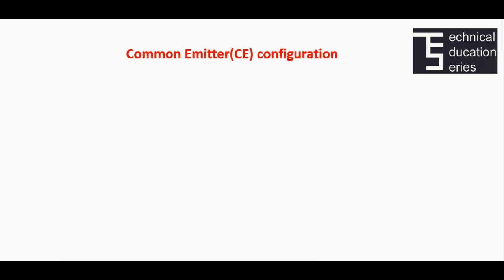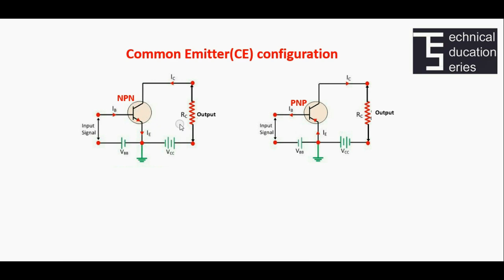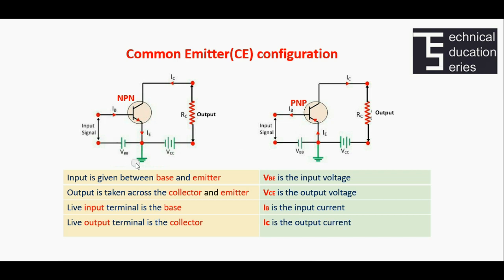Common emitter configuration. Common emitter arrangement for the NPN and PNP transistors are shown. Here the input is given between base and emitter, so that VB is the input voltage and output is taken across the collector and emitter, and hence VC is the output voltage. Here the live input terminal will be the base, and hence base current IB is the input current, and live output terminal is the collector, and IC will be the output current.